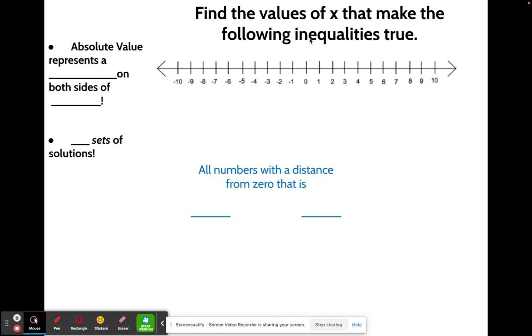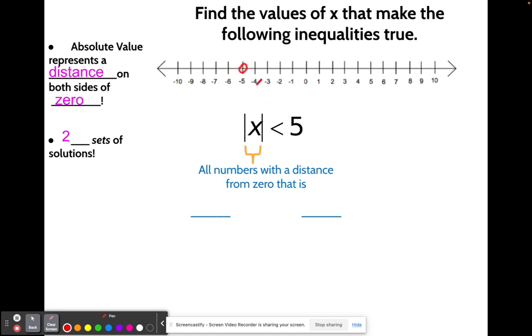So we want to find values of x that can make this inequality true. Remember, absolute value represents a distance a number is from 0. And there's two sets of solutions. So here we want solutions where the absolute value of x is less than 5. So what are some numbers that could go in there? Well, 5 can't. It's not a solution. I'm going to put an open circle on there.